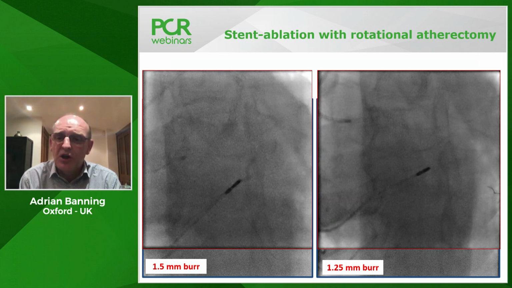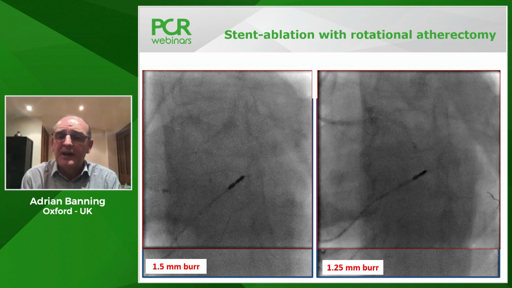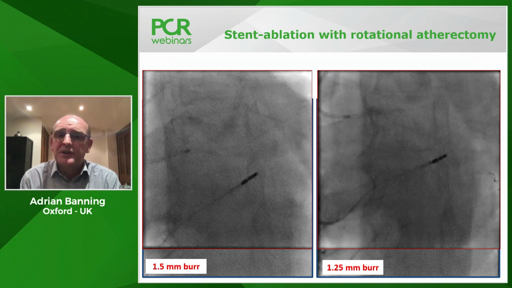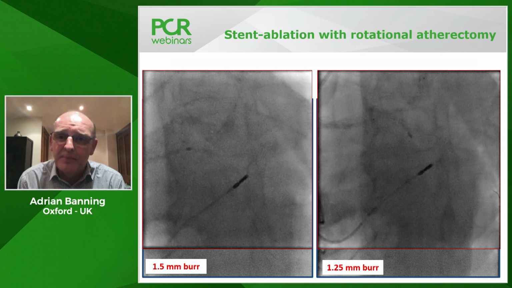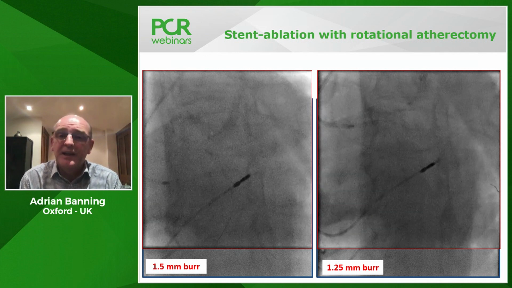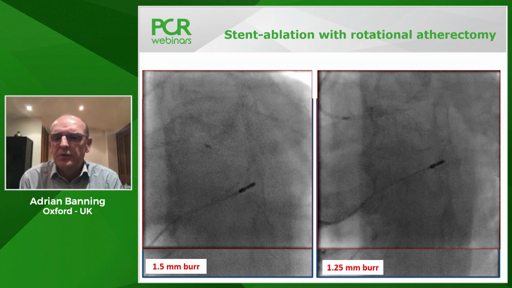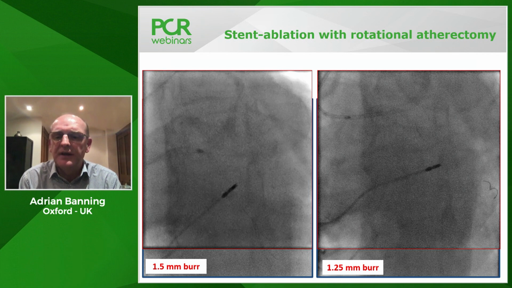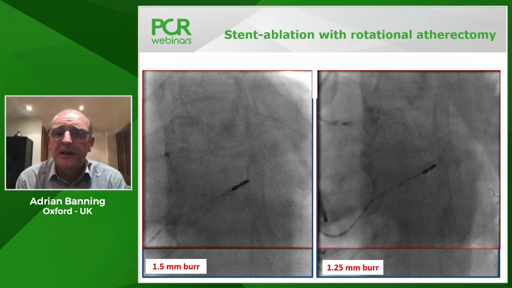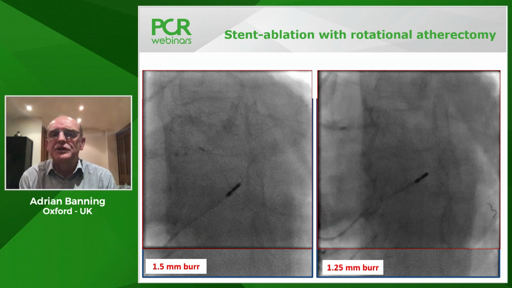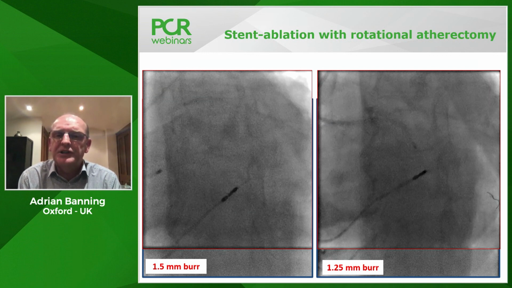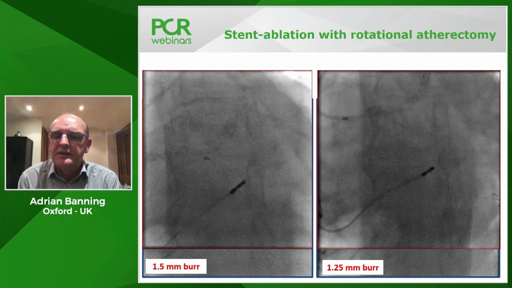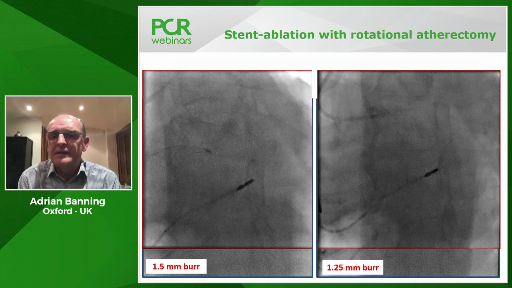So ultimately I stopped. I had to rewire once again. Rewiring is easy. Once again, I still can't get anything else down apart from the wire. You know, it was actually quite easy to pass the rotor wire down. But we eventually, after 10 minutes of burring, managed to get a 1.25 burr down into the circumflex. Fortunately, the patient had a pacemaker, so there was no real issues around anything else. But I was anxious about the amount of heat we were generating burring the stent. Next slide, please.